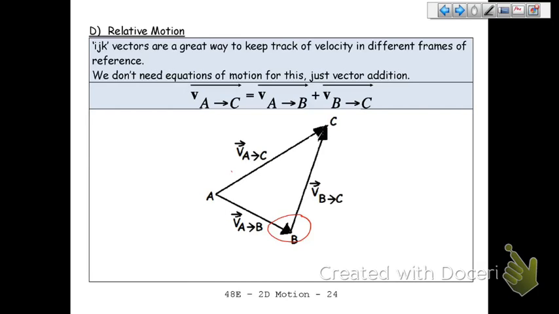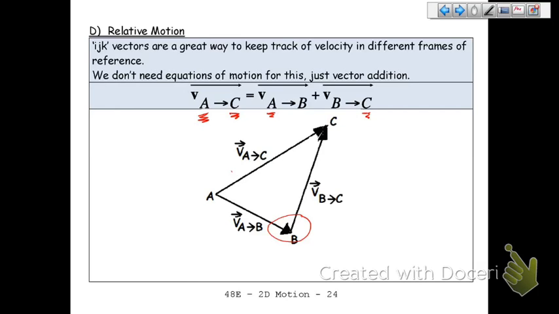VA to C, the velocity of A relative to C, is equal to the velocity of A relative to B added to the velocity of B relative to C. So that's how I draw it out formally. Notice, if you want to memorize this, you start with A in both cases, because the vectors both have to start at the beginning. And you end with C in both cases, because the vectors have to end at the end. And whatever's the intermediary goes in the middle. So it goes A to B added to B to C. You've got to get that order right. It's got to start with A and end with C and have B in the middle.